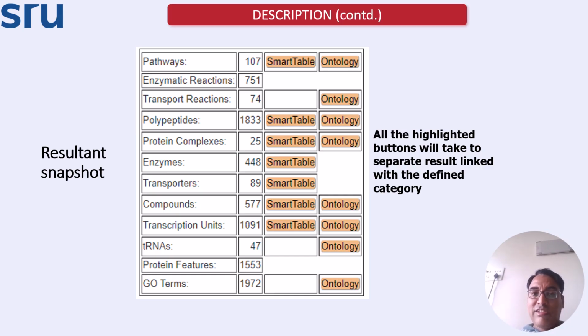See, pathways, enzymatic reactions, transport reactions, polypeptide, protein complexes, enzymes, transporters, compounds, transcription units, RNA, protein features, and gene ontology terms. So many details given all together. Okay, at one shot. That's the entire advantage of all these databases. All these databases are meant to connect several different databases. As we discussed the unifying theory, people are unifying various databases or stitching them all together to get meaningful information. Alright.